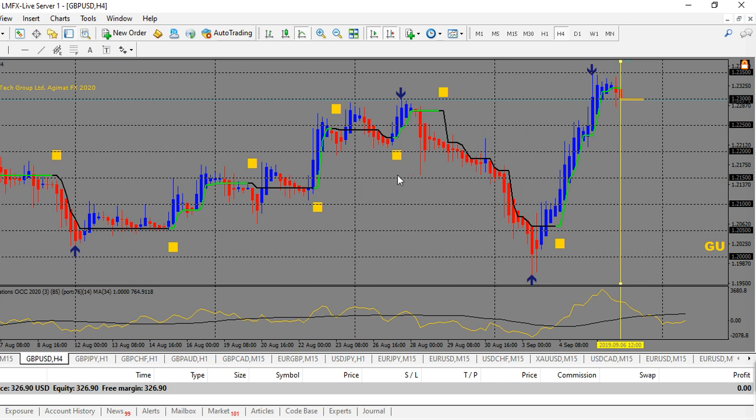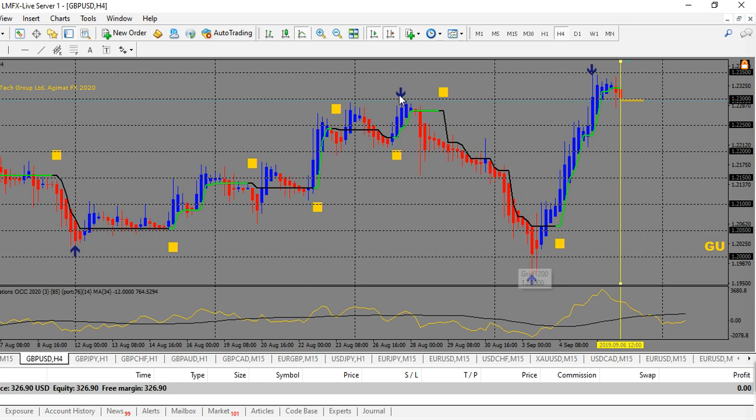Also, I want to let you know about these dotted lines here. If you look, the market respects these dotted lines. Each time it comes to a dotted line, it respects it. It's either going to consolidate on these lines, or it's going to break into a continuation.